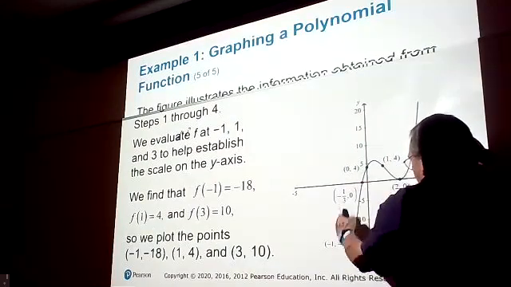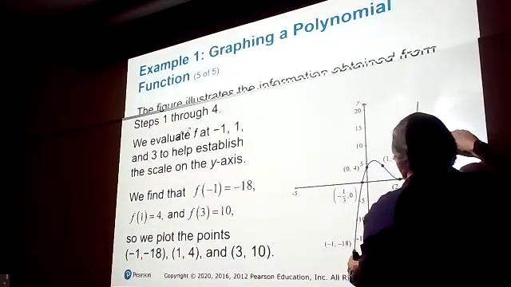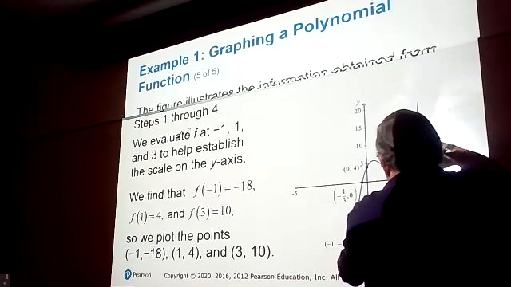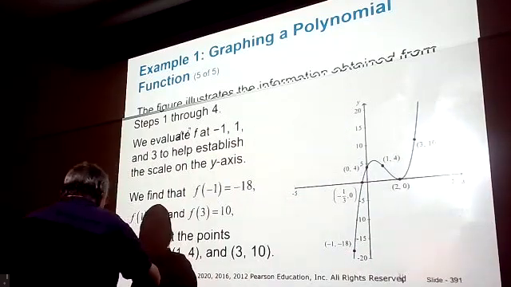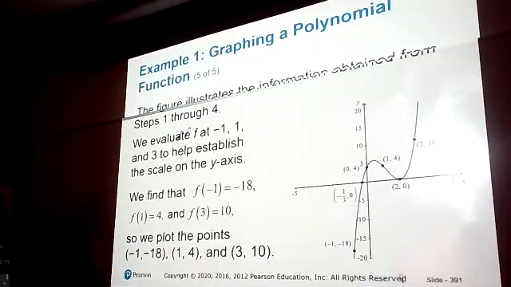And also this point, since it is between these two in the y direction, it's in between in the x direction as well. So then we plot those points and draw a smooth continuous curve that connects them all appropriately. And this is what you're going to be asked to do on a test.